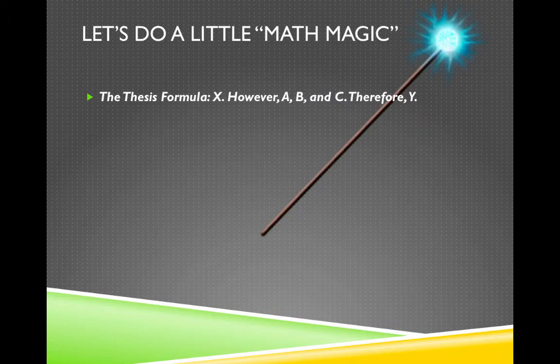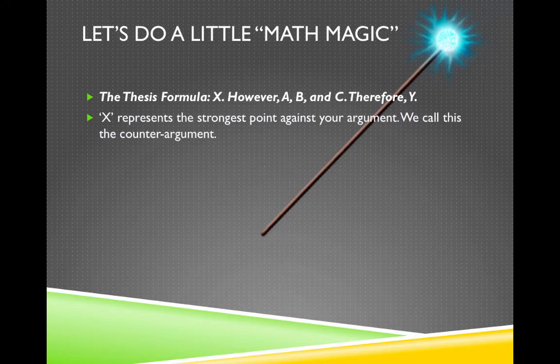So let's do a little bit of math magic with our thesis statement. The thesis formula is X, however, A, B, C, therefore Y. Now what do all those X's and Y's mean? Well, first of all, X stands for the strongest point against your argument. We call this the counter argument. You want to show the reader that you've examined the question from all sides, and after your careful analysis, your side is stronger than this counter argument.